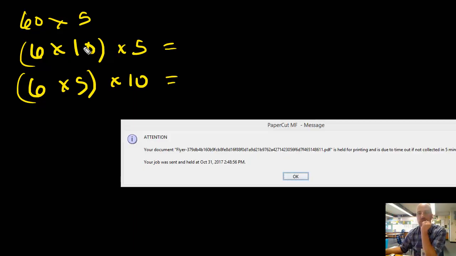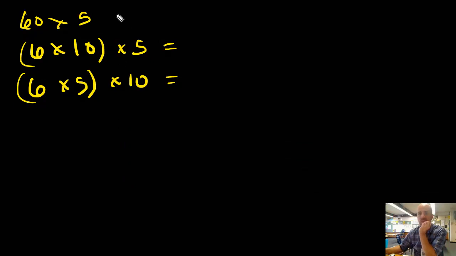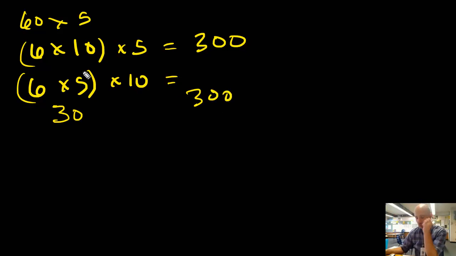Let's work it out. 6 times 10 would be 60. 60 times 5 would be 300. Or 6 times 5 is 30, times 10 would be 300. So these are both the same. Just because we change the order of the factors doesn't mean we change the product. And when we go about changing the order of the factors and grouping them differently, we call this our associative property.